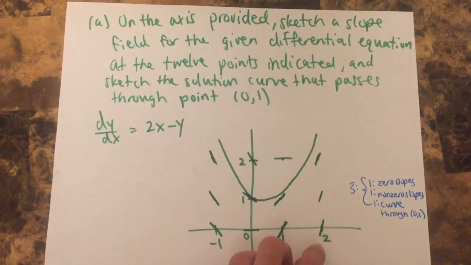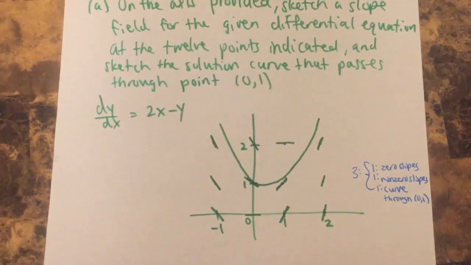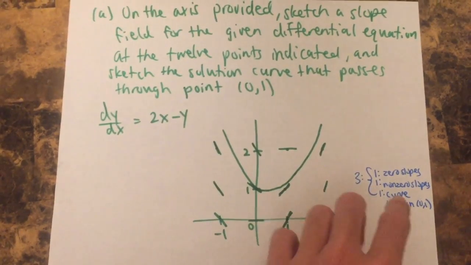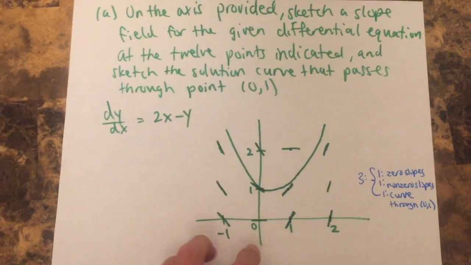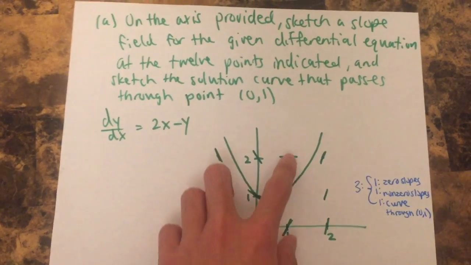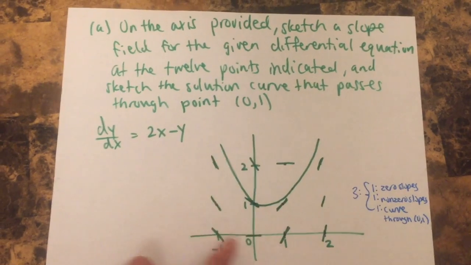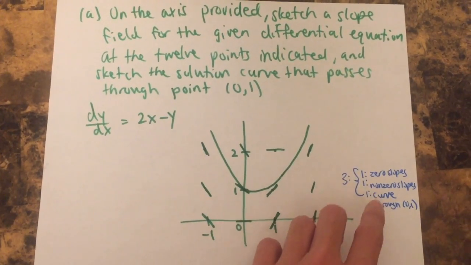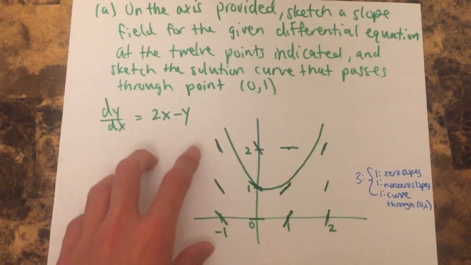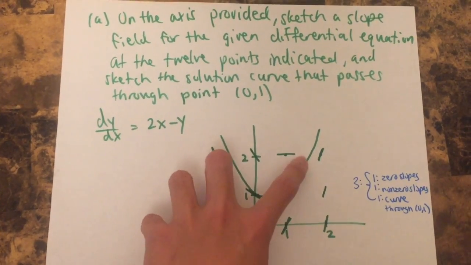In part A, you have the possibility of 3 points. The first point is for having the zero slopes, which is here and here, and the non-zero slopes, everything else. And the third point comes from the curve that you draw through (0, 1), and it has to be accurate.